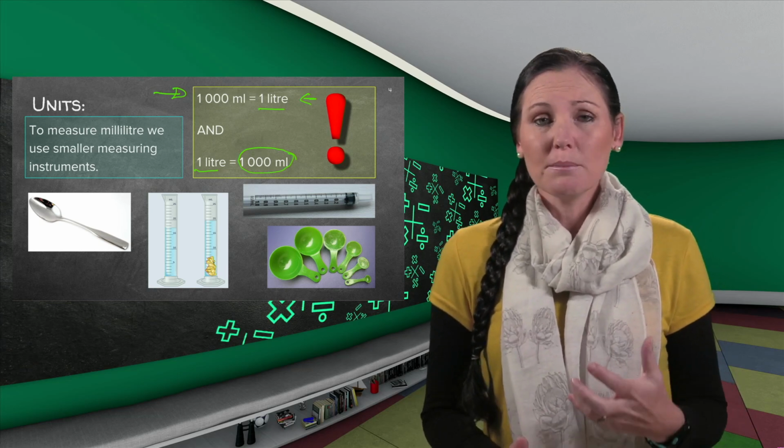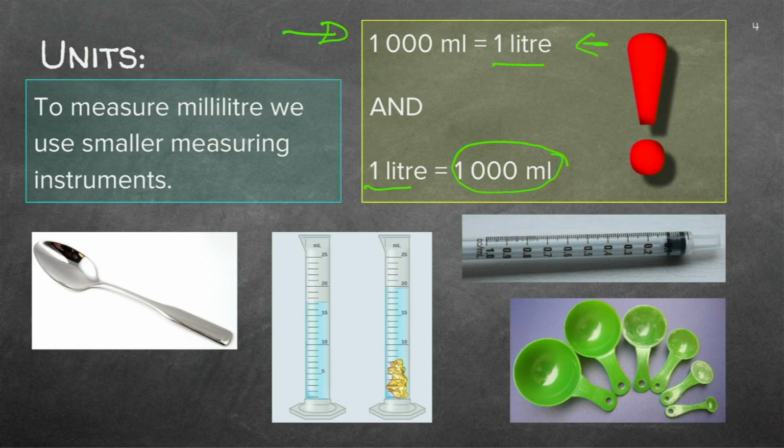So to measure milliliters, we use instruments like a teaspoon. And it's very important to know a teaspoon equals 5 milliliters. That's something you need to know. So that's part of your study work. Then here, they go up to 25 milliliters. So that will be a small measuring instrument.